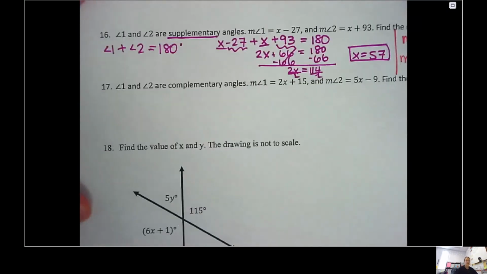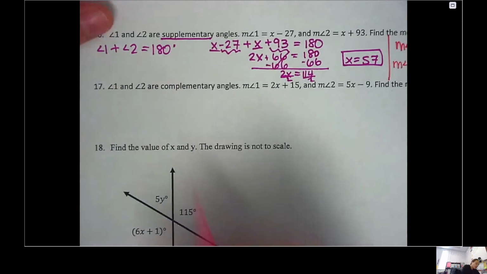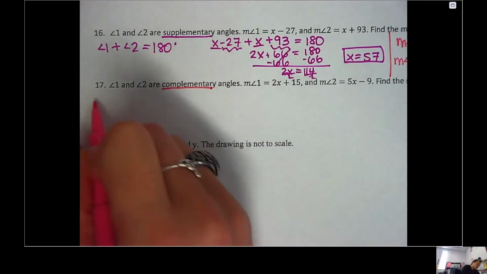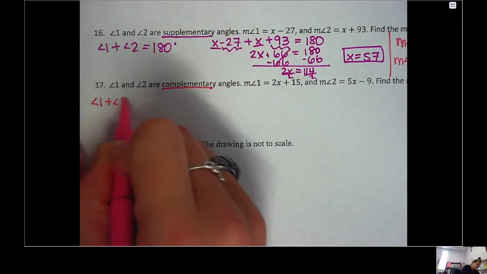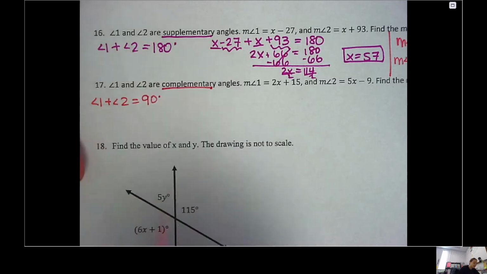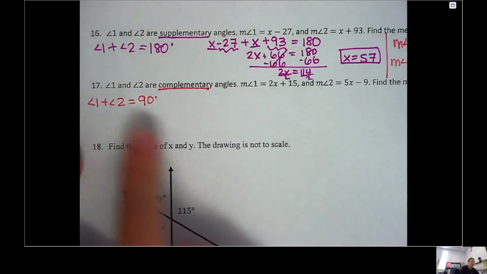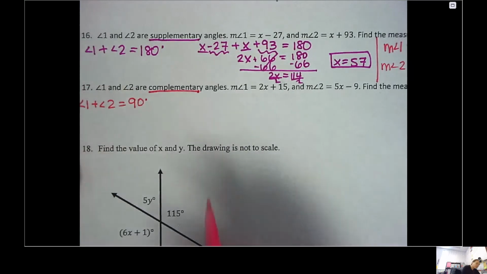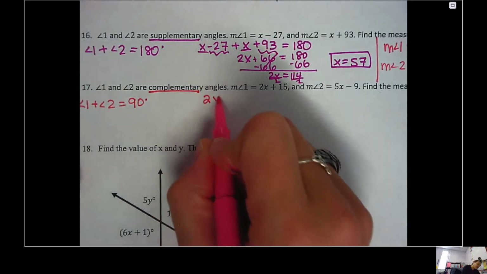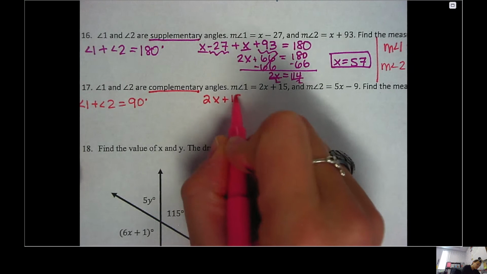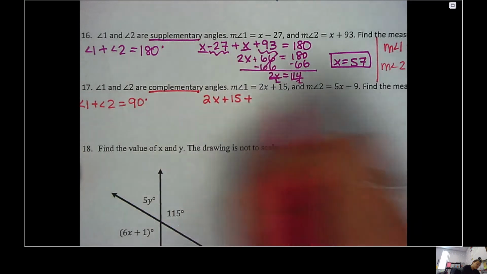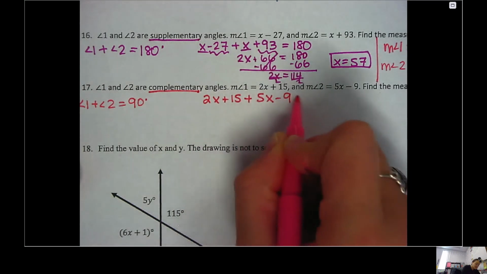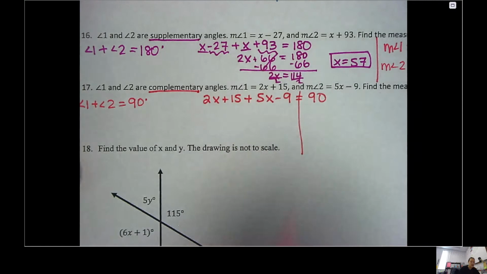Number 17, angle 1 and angle 2 are complementary. Complementary means when you add them together, they give you a right angle, which is 90. So just like the same problem as before, I'm going to add my two pieces together, but this time I'm going to set them equal to 90 degrees. So I've got 2x plus 15 plus 5x minus 9 equals 90 degrees.